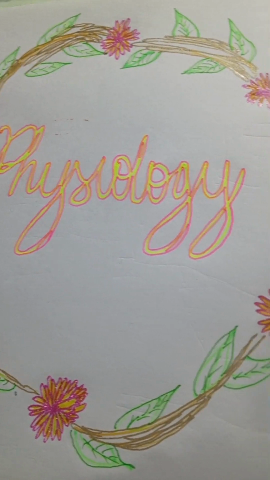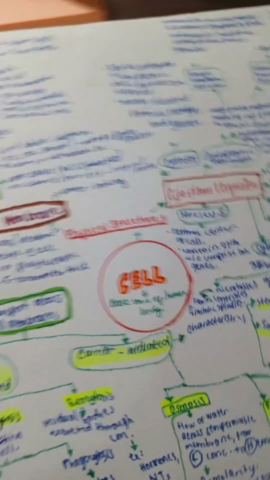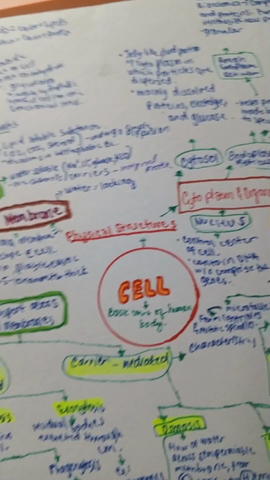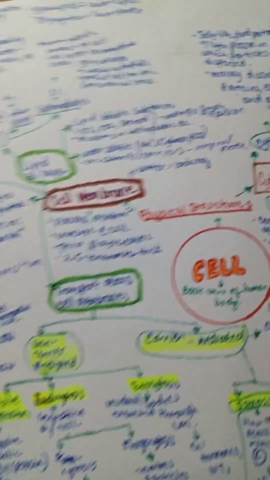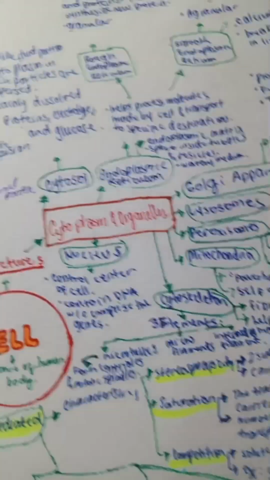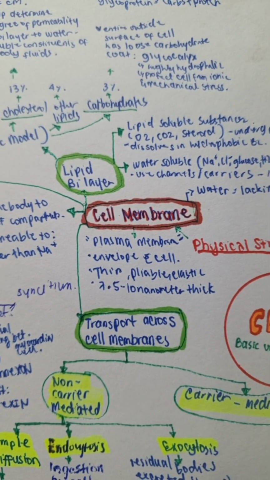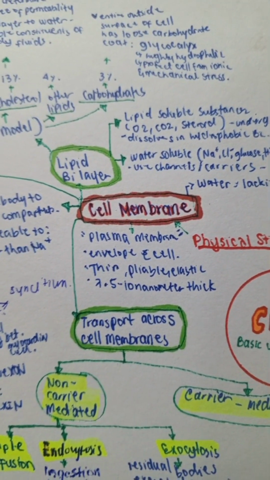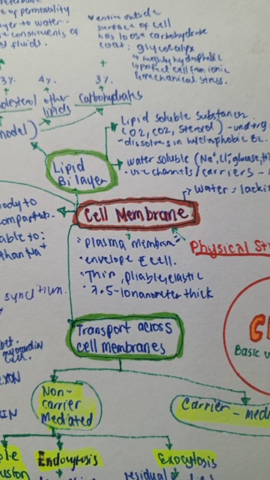So for physiology, we'll be discussing the cell. First is the physical structures of the cell. We have the cell membrane, the cytoplasm, and the organelles. So for the cell membrane, also known as the plasma membrane, it envelopes the cell.